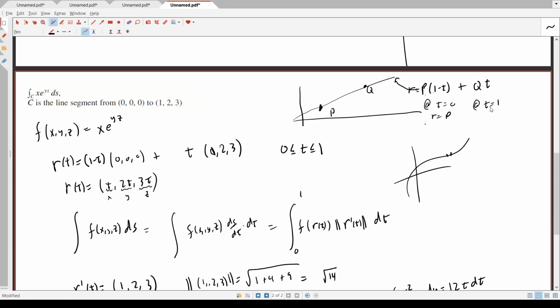Because I wrote it in this way, I can do t equals 1, right? This is 0 now, and this is 1, right? So I just have r equals q. So from 0 to 1, I get P to Q. And this is going to work no matter which points I get. So if you have to parameterize a line, I highly recommend doing it this way.